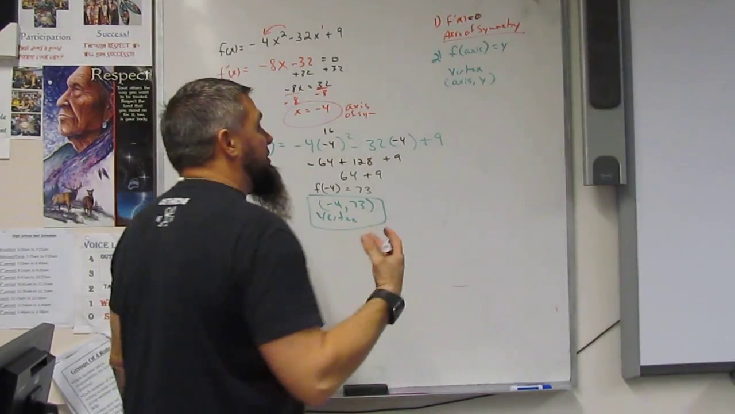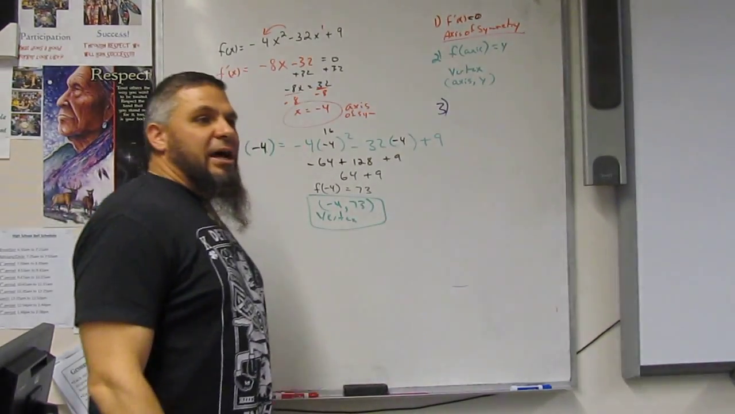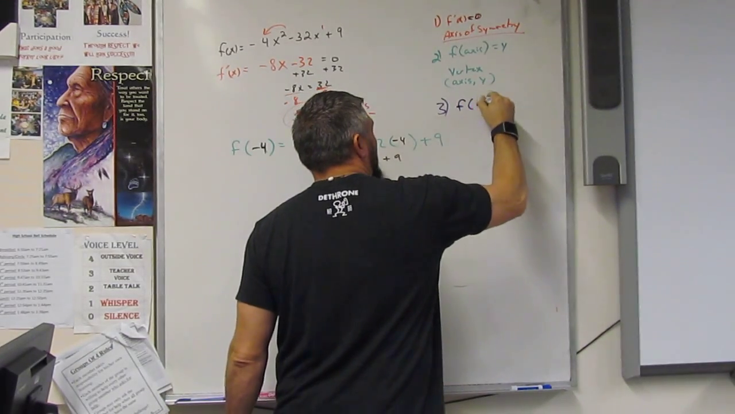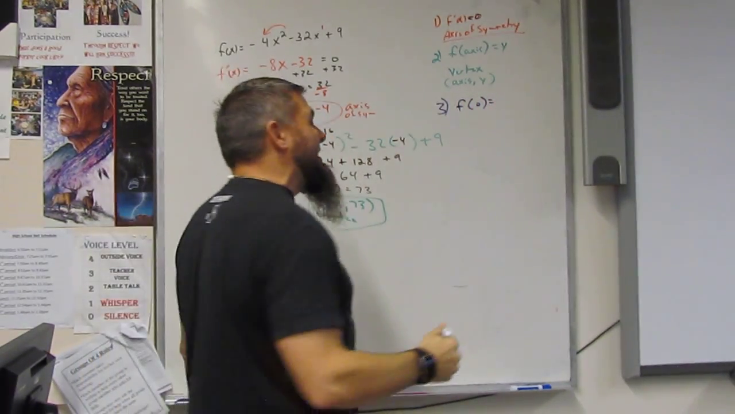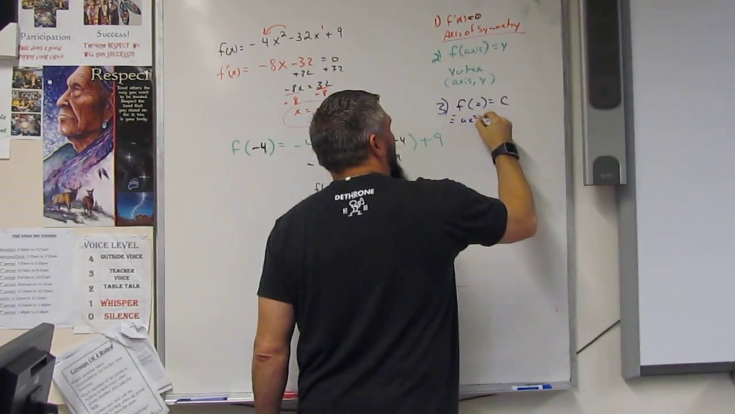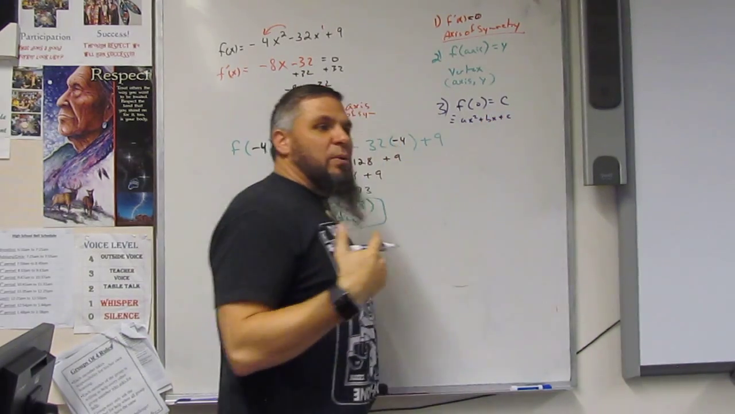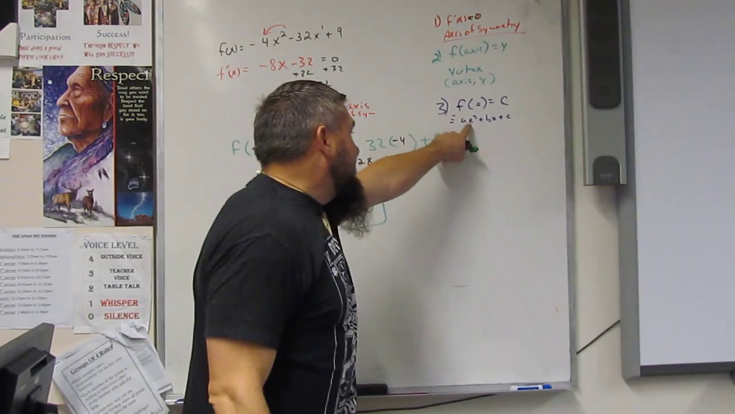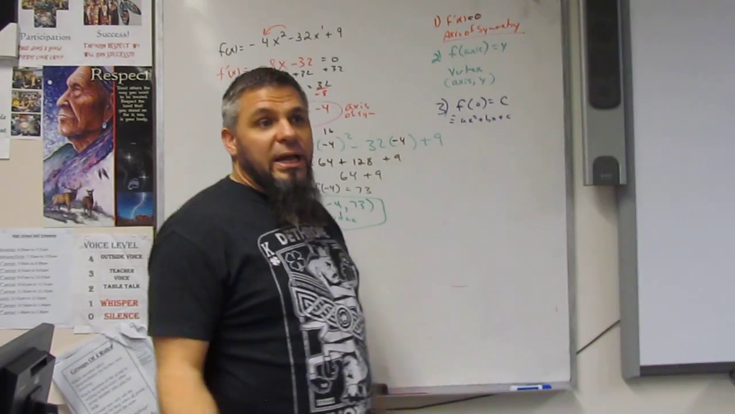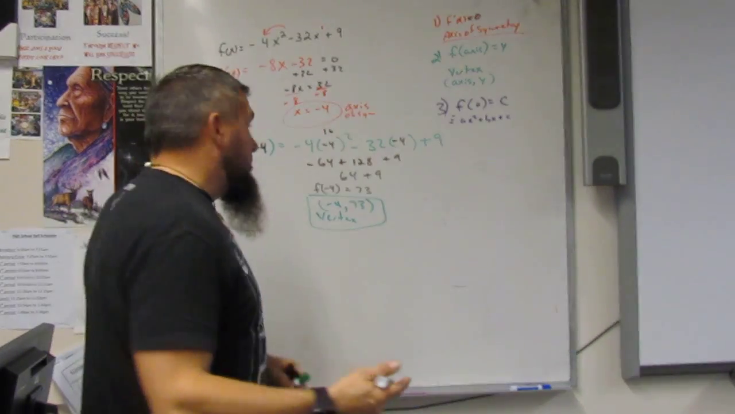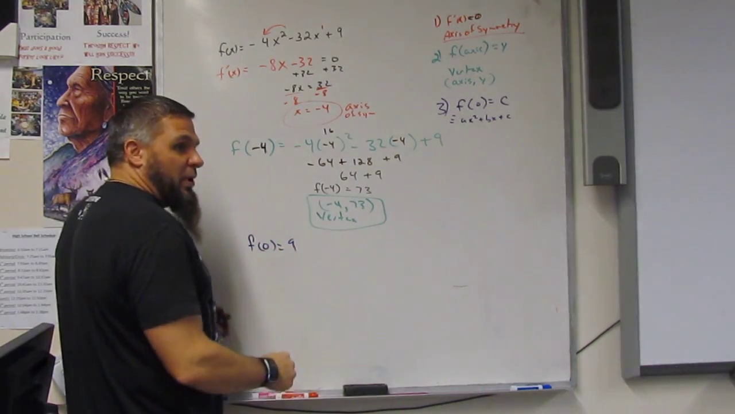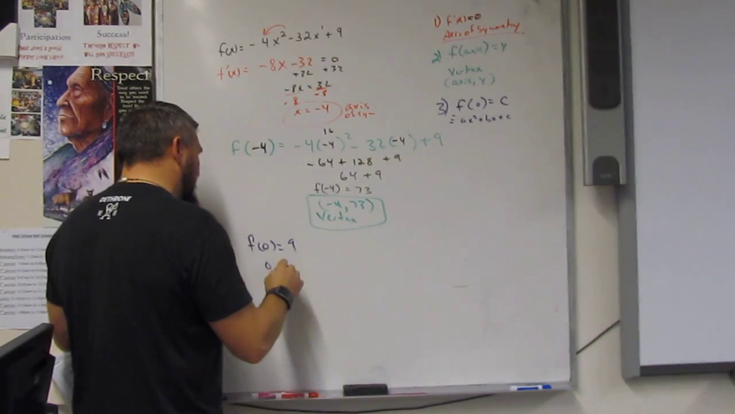So, next, third step. What is the third step? F of 0 is equal to c. Remember, ax squared plus bx plus c is a quadratic, right? Then anytime you plug 0 in for x, these go away, and all you're left with is c. So that's easy. Plug in 0, f of 0, and what does it equal? 9. So what's my point? 0, 9. That's my point.